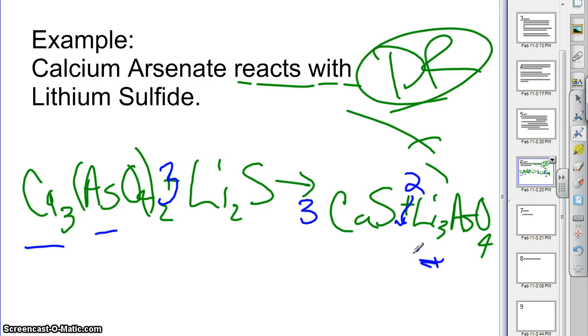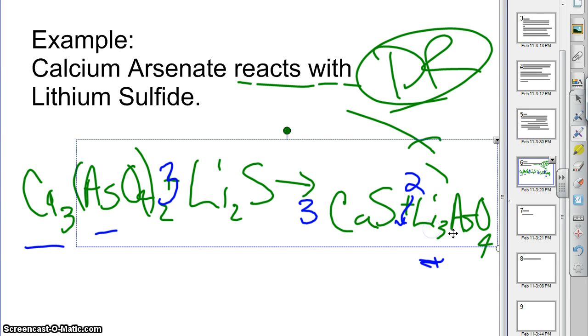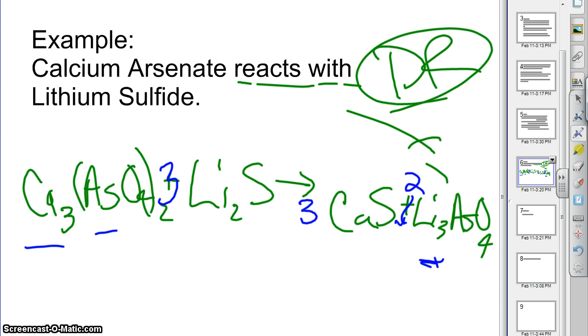So you worry about making them even when you're balancing. You don't look at it until that point. You only balance at the end. You do not worry about how many lithiums there are, or arsenates there are, while you are writing the formula. It's not till the end, whenever you're doing the balancing, that you worry about that.